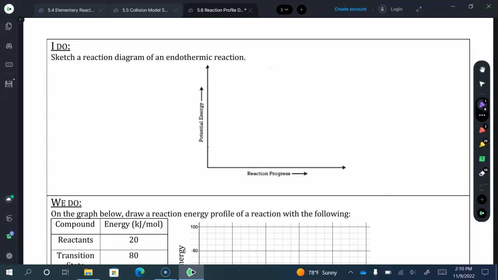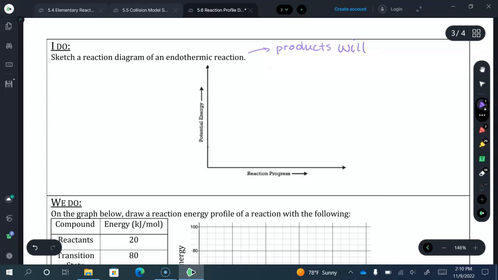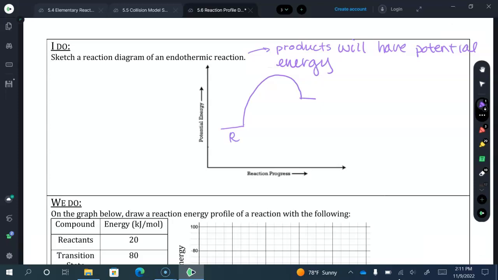Sketch a reaction diagram for an endothermic reaction. Well, this means that products will have a higher potential energy than the reactants, because it's absorbing energy. So if I draw my reactants wherever I draw them, and just to be normal, kind of pick a decent one, this is my reactants, and so my products then must be higher, and then I connect them by drawing a hill, and that is it. And label products. Okay?